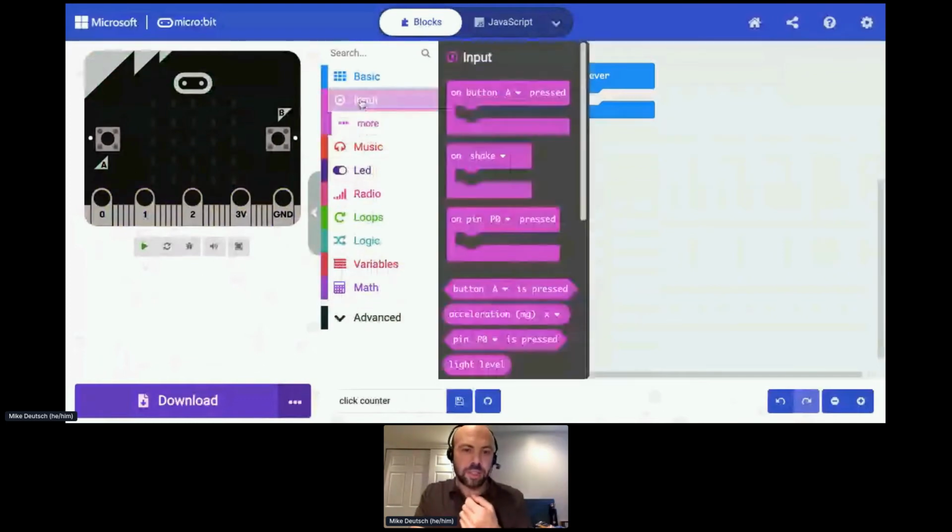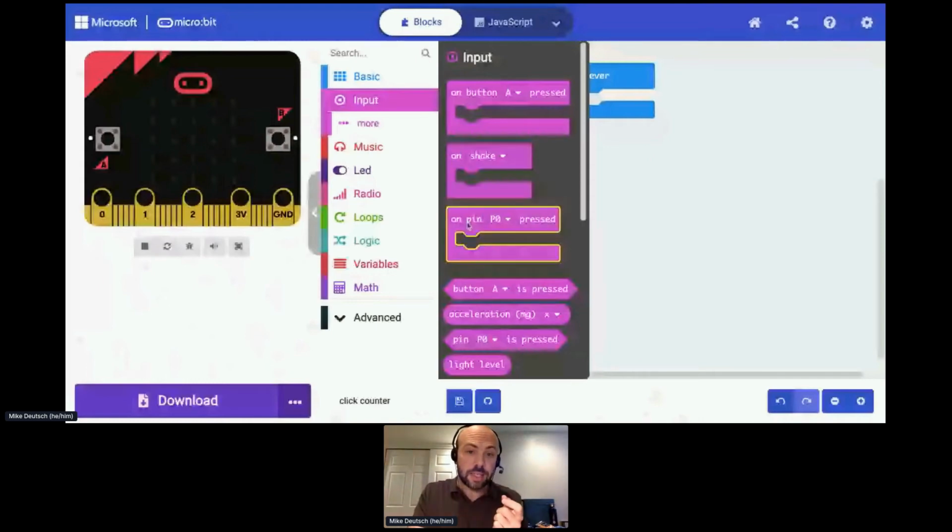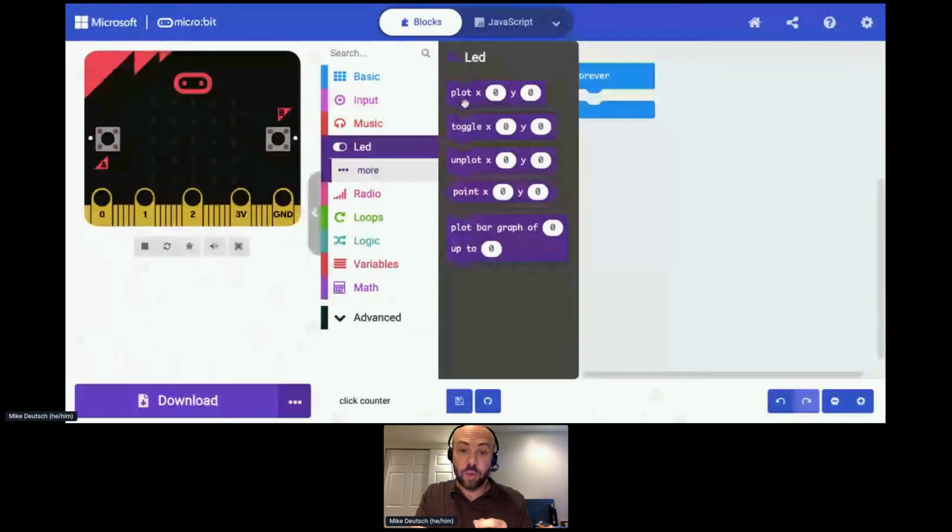It's got inputs like, these are like events in Scratch. When a certain button is pressed, or when it's shaken, or when one of those pins along the bottom is pressed, etc. It can play music. And there's a new version of the microbit out since last fall that has a speaker on board and a microphone on board. You can address the LEDs by coordinates, XY coordinates, which is really cool. There is a radio built in, and then you've got additional things here.